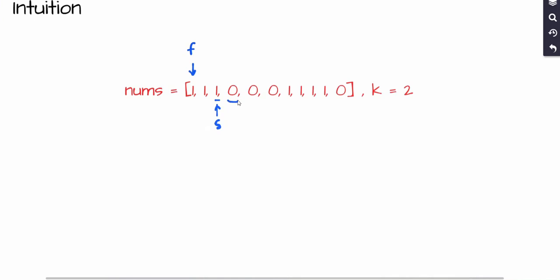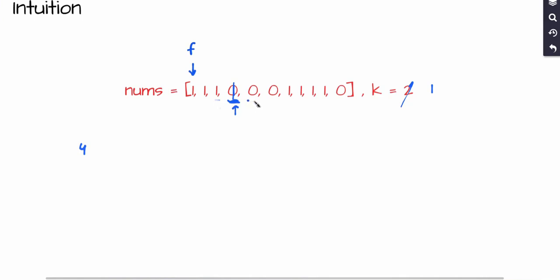Now I check for the fourth integer. Here we have 0. That means we have to flip this integer. So if we flip this integer, k will become 1 and this will become 1, and the second pointer will be moved to this point. Now the second pointer is standing at the fourth integer, and the answer, or the window size, the maximum number of consecutive ones till this point, is 4.